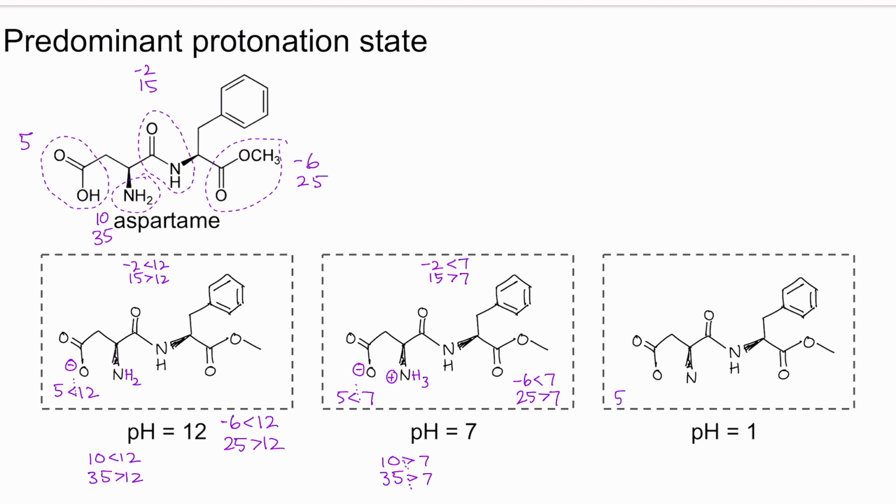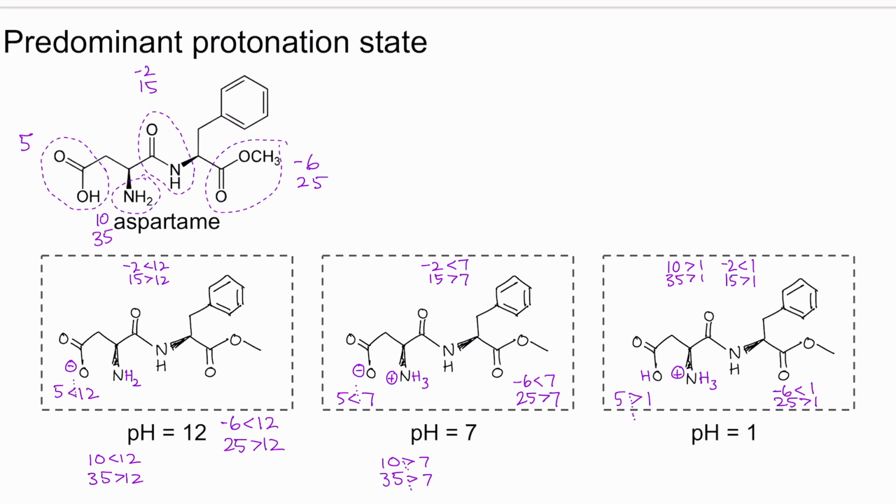For pH of 1, 5 is greater than 1, so we have a protonated carboxylic acid. For amine, 10 and 35 are both greater than 1, so we protonate the amine and give nitrogen a plus charge. For amide, -2 is less than 1, while 15 is greater than 1, so we leave that amide in its neutral state. And then for ester, -6 is less than 1, and 25 is greater than 1, so we also leave that ester in its neutral state. And there we have it.